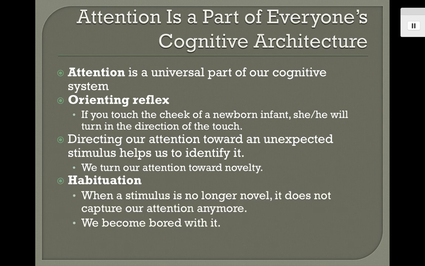And we also have habituation occurring to us, and this is also a part of the basic elements associated with our cognitive architecture. And habituation essentially occurs whenever a stimulus is no longer novel to us, and it doesn't capture our attention any longer. So ultimately, we become bored. As we become bored, we have less performance and less ability to really focus our attention on that particular object.